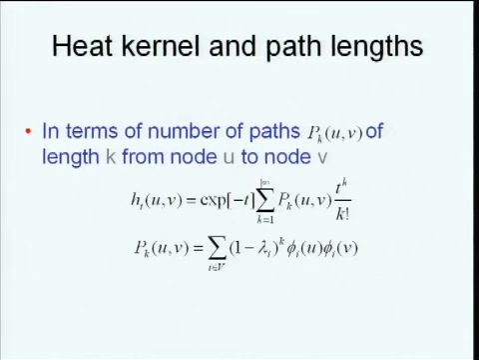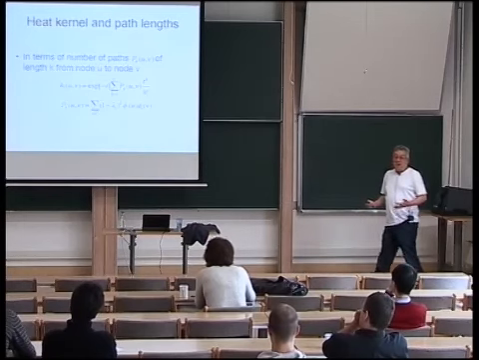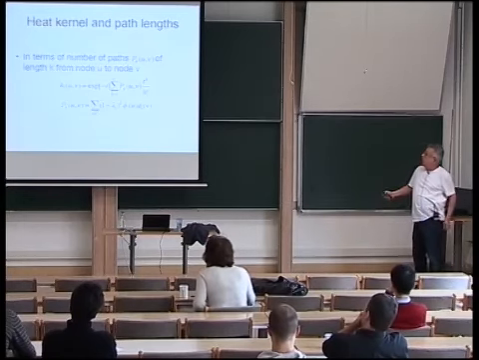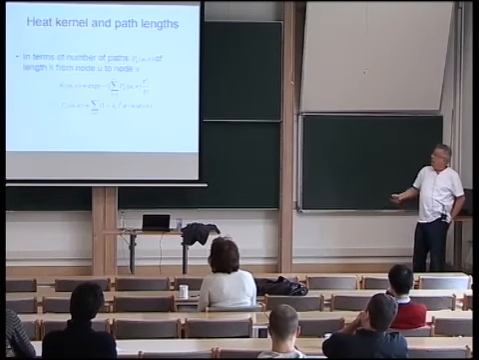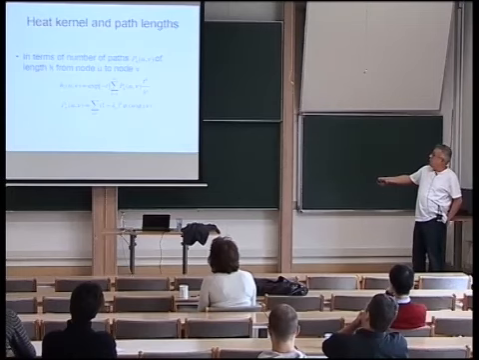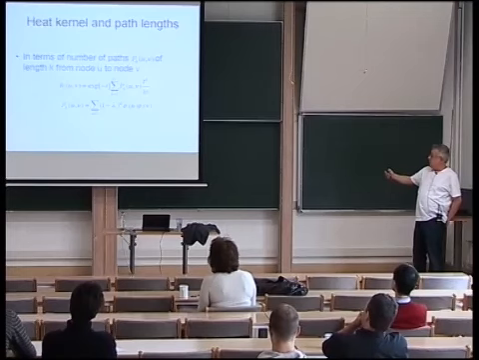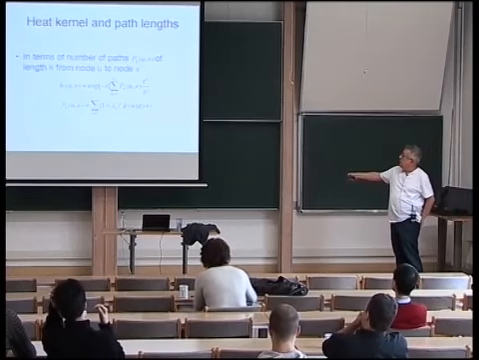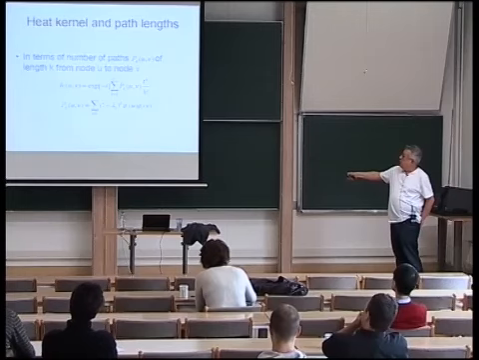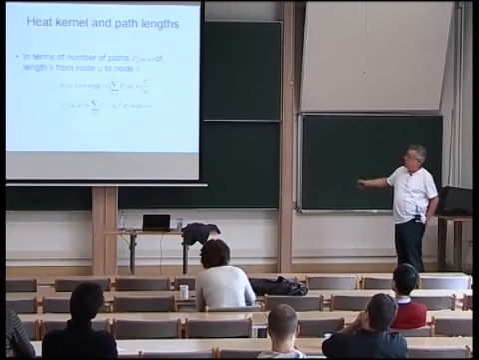And so if we want to think about what the heat kernel means, it's really an encapsulation of the distribution of paths over a graph, and we can probe this path length structure using the Laplacian spectrum. So for instance, this P_k(u,v) can be determined in terms of the eigenvalues of the Laplacian matrix and its eigenvectors.